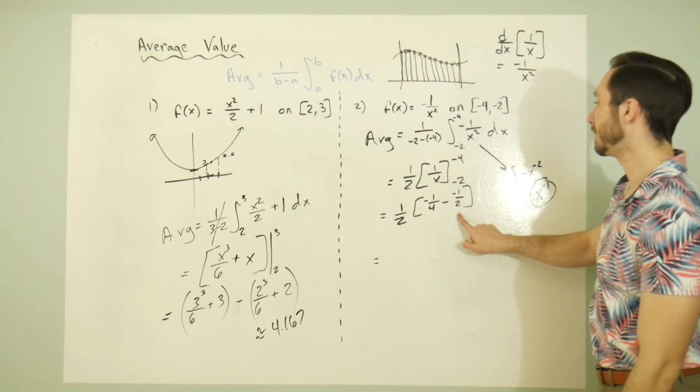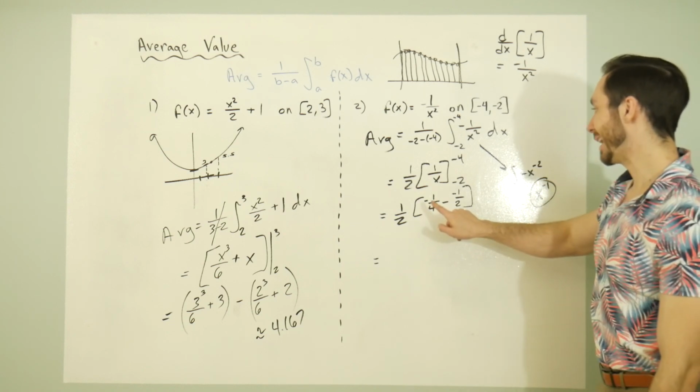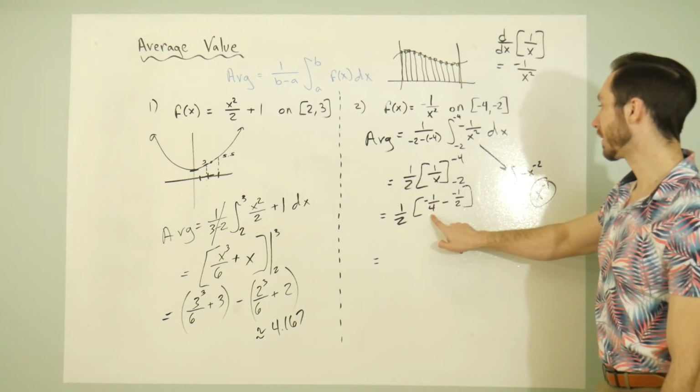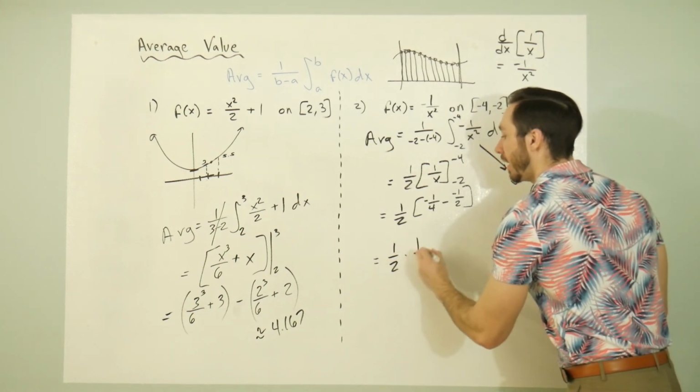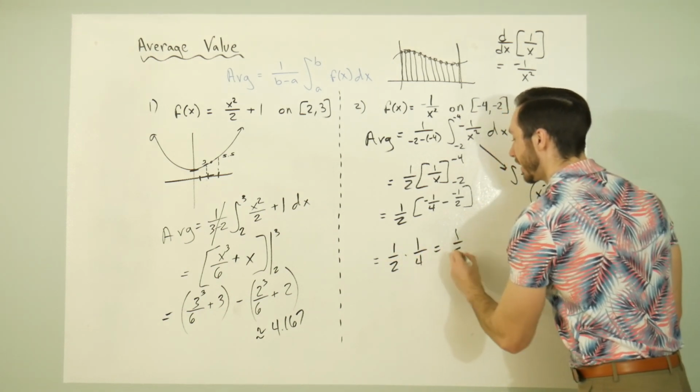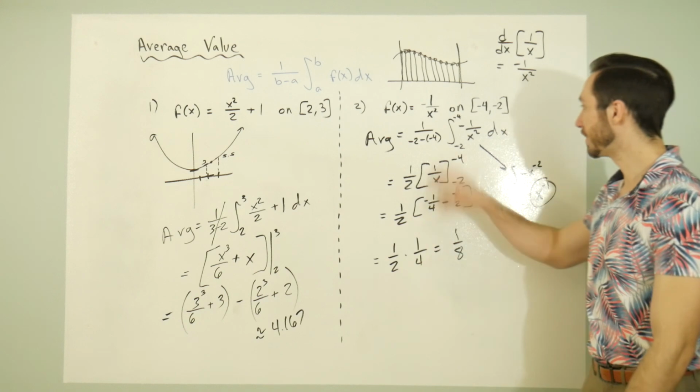All right, half times a negative fourth minus a negative half. This is a positive half, and this is a normal negative fourth, so that's going to be a fourth here. Half times a fourth is an eighth. Fun fraction play at the end.